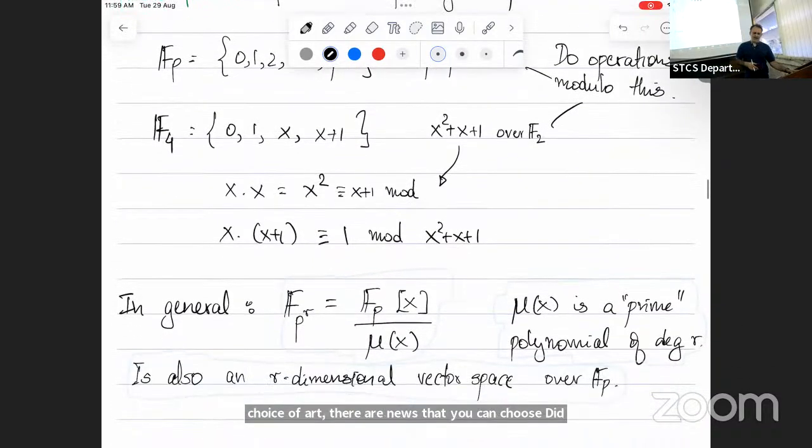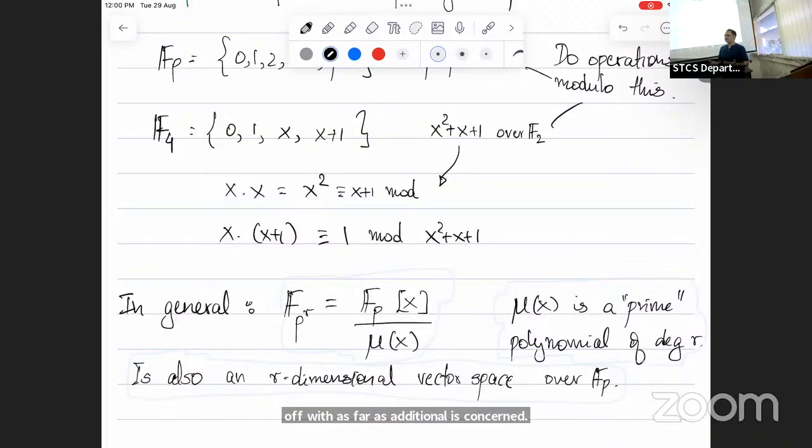Okay, and notice that because the elements are polynomials over whatever is the base field you started off with, as far as addition is concerned, it's as if you're adding polynomials. So the field is a vector space over whatever you started off with, except in addition you have a notion of multiplication of vectors. So you can think of F_p power r as just consisting of r-length vectors over F_p, or you can think of it as a field on p power r elements.